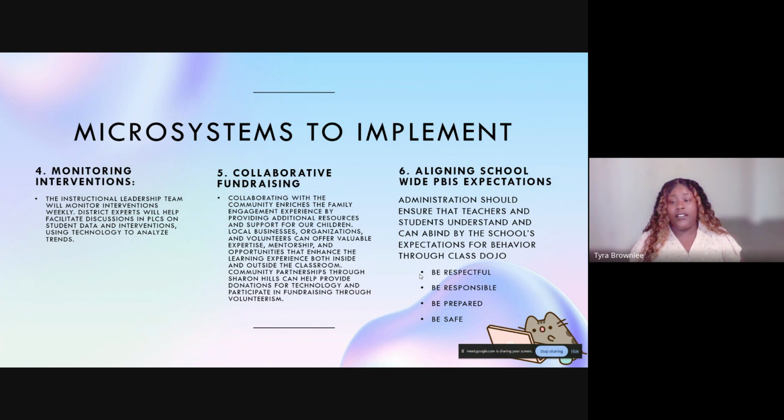Number six would be to align the school-wide PBIS expectations and promote them through a technology integrated system, which would be Class Dojo. And at my school, we say we must be respectful, we must be responsible, we must be prepared, and we must be safe. Class Dojo would be used to reinforce that.